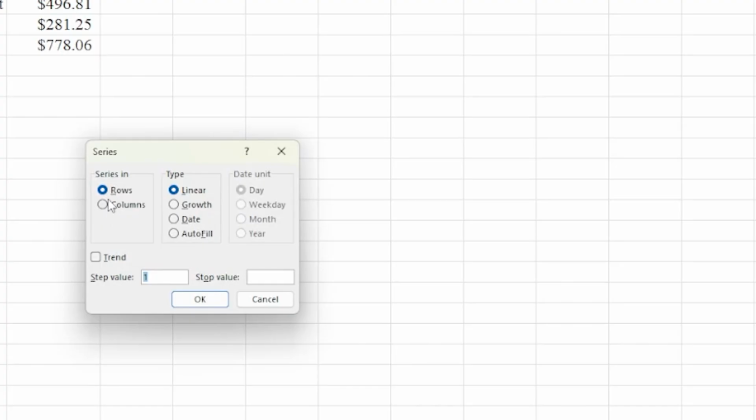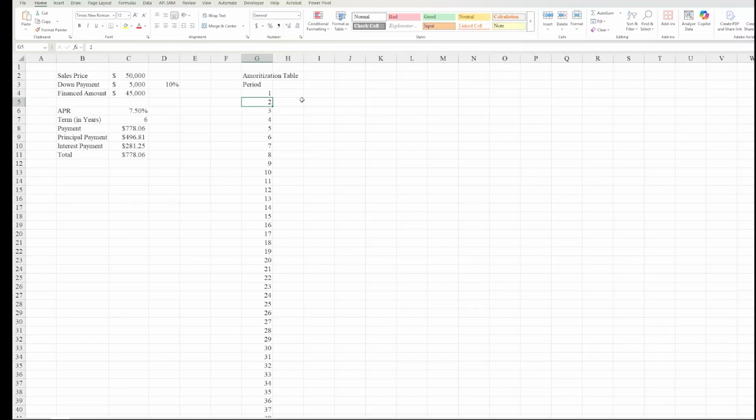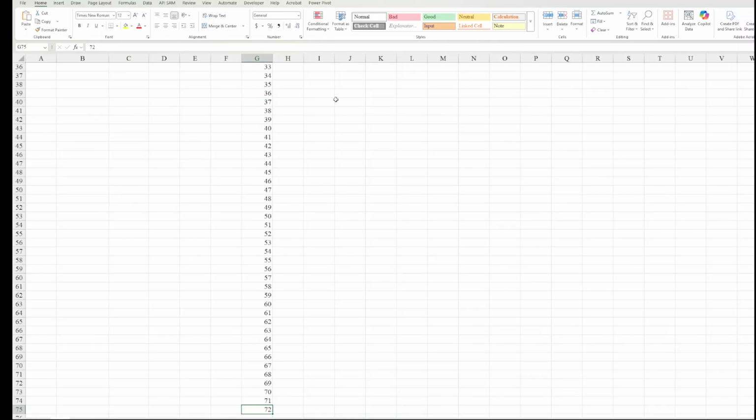Because we want it to go down in column G, we're going to set series in to columns. We're going to keep type to linear. Our stop value, because we're doing 6 years, is going to be 72. And then it's automatically populated. That's a lot faster than trying to do it some other ways.